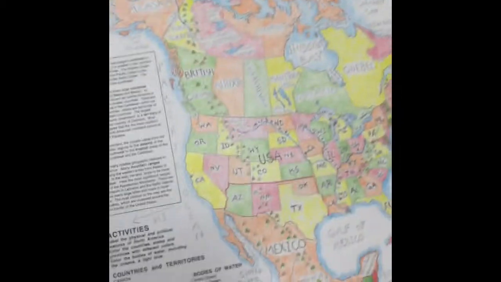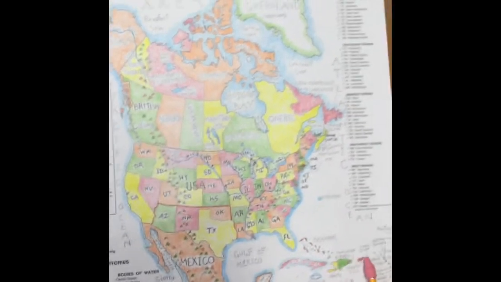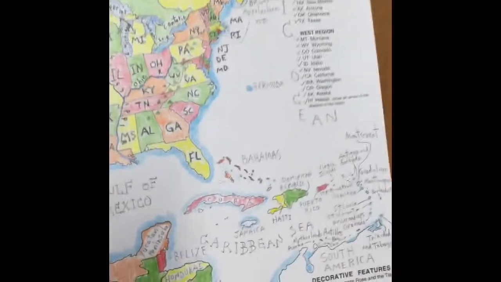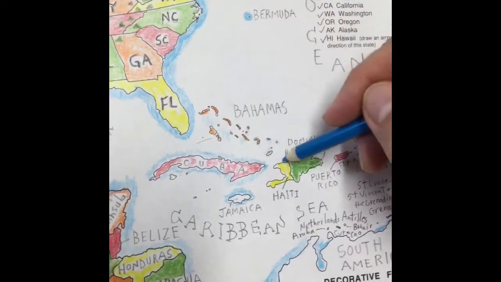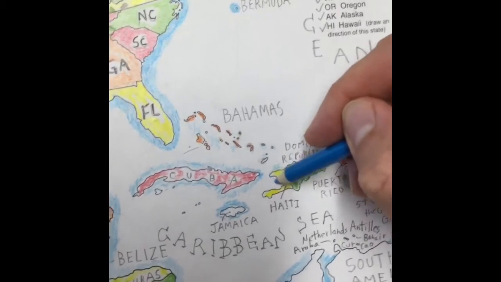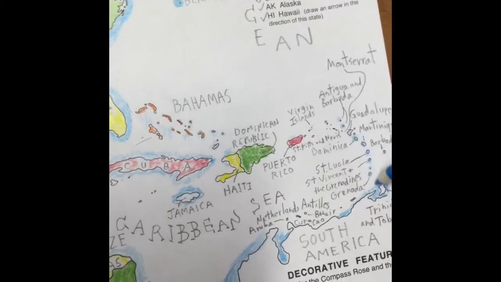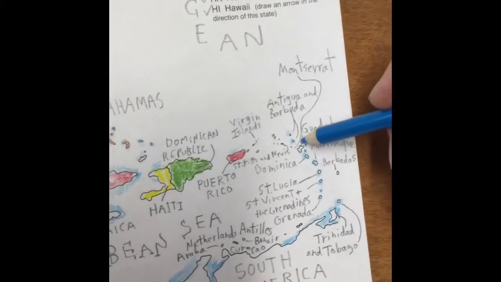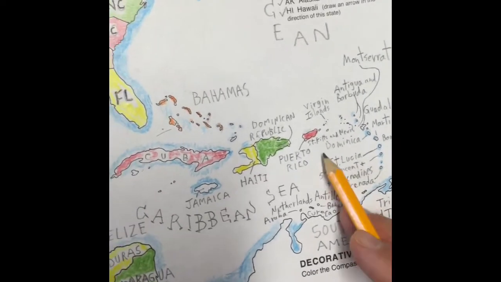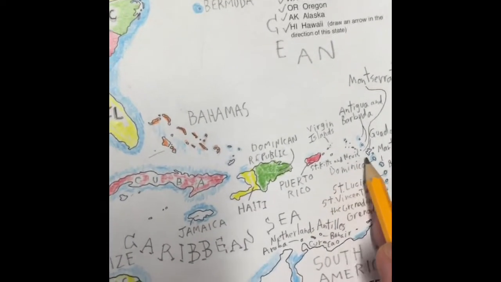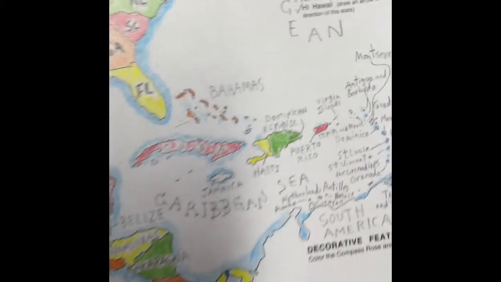Basically what I did was color in some of these islands in the Caribbean, and I started coloring around some of the bigger islands. I haven't finished completely yet, but I'll try to get around all of these islands. I've done some of the little ones. And I added one more, St. Kitts and Nevis. That was the last one in our list. It's the little one right over here.